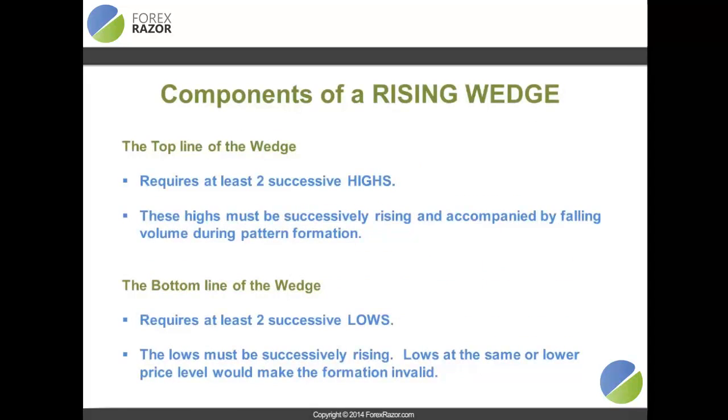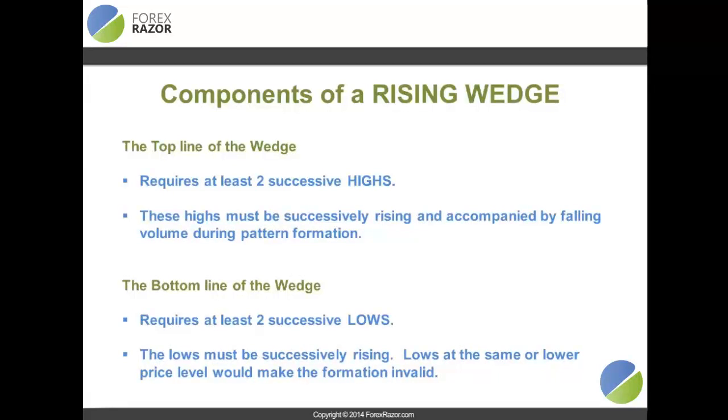The components of a rising wedge formation are as follows. First is the top line of the wedge. This is formed by joining at least two successive highs of the series of peaks and troughs in a price move. These highs must be successively rising, and the associated volume with them should dissipate during the pattern formation.